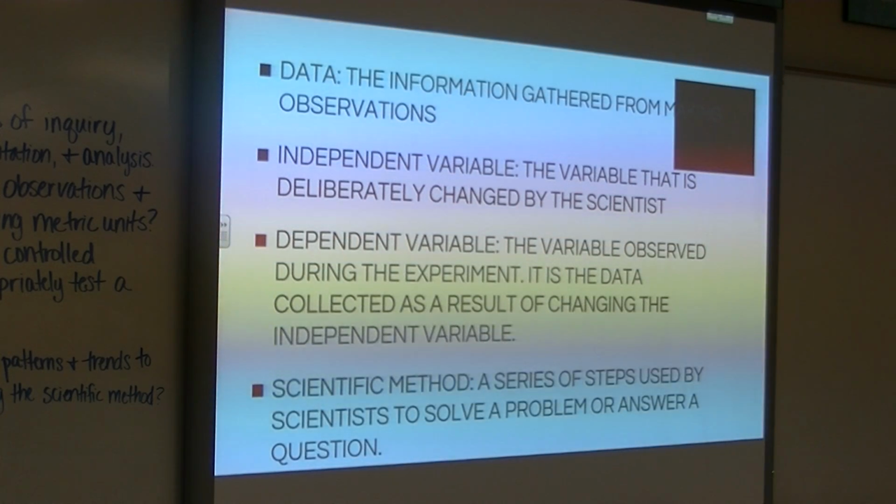So it also says up there, it is the data collected as a result of changing the independent variable. So we collect data during an experiment. You're collecting the data from that dependent variable. And then again at the bottom, scientific method, it's a series of steps used by scientists to solve a problem or answer a question, which we just talked about in the previous slide.